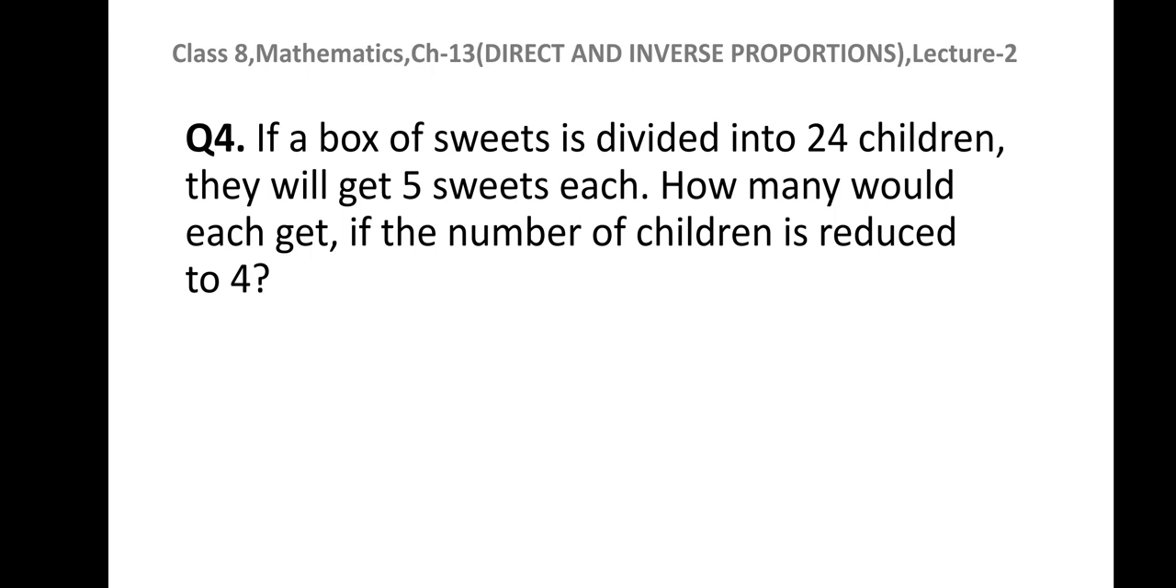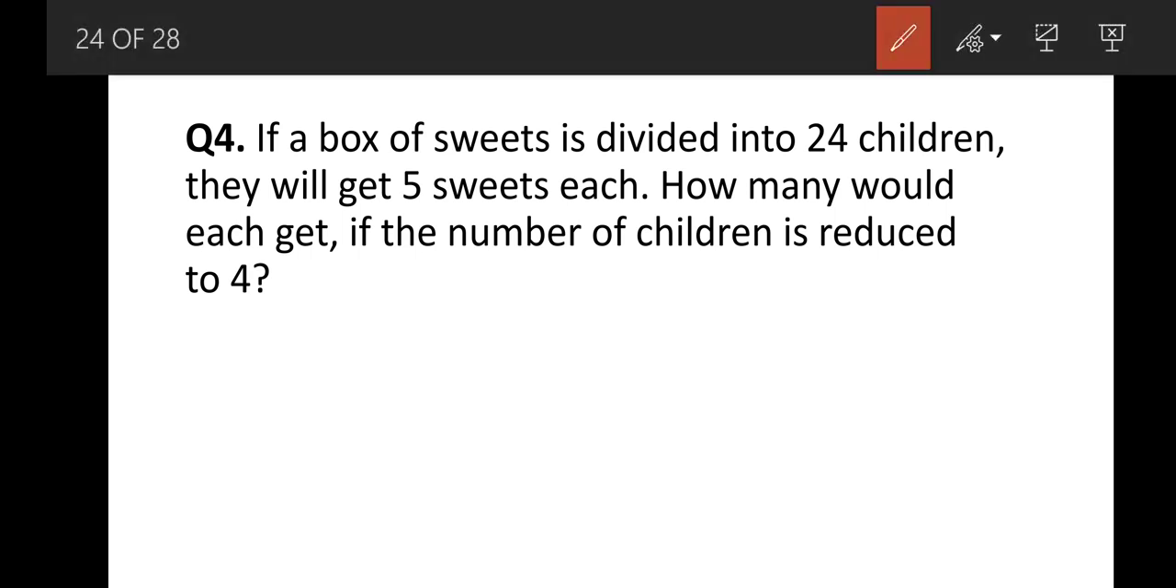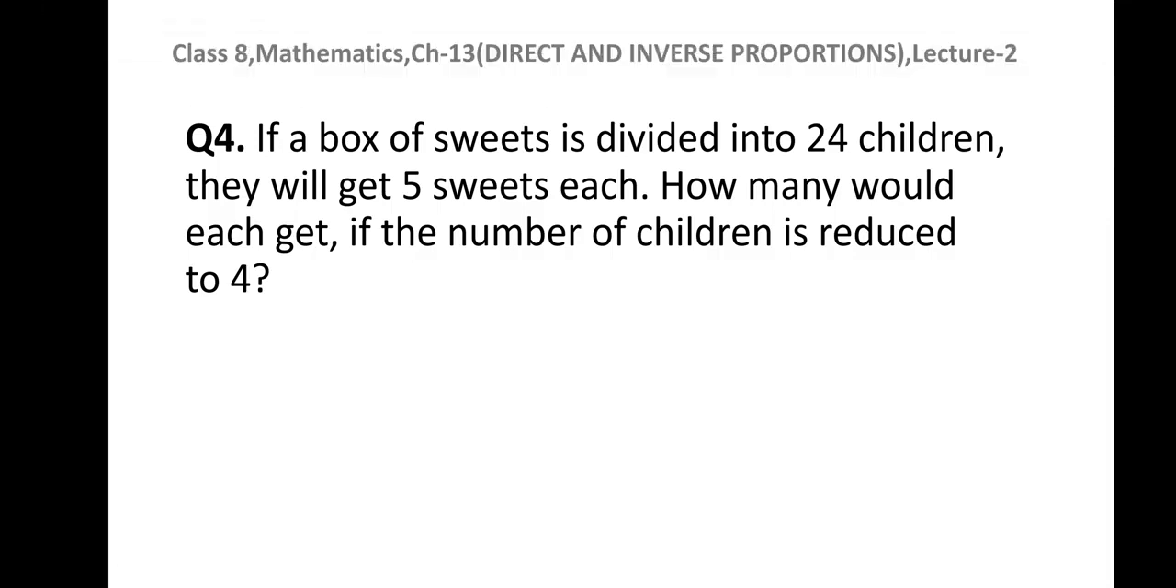Now talking about question number 4. If a box of sweets is divided among 24 children, they will get 5 sweets each. How many would each get if the number of children is reduced to 4? Now, as I told you earlier also, it is always better to make a table in case of direct and inverse proportion. Take any of the variables or quantities as the x variable and the other quantity as the y variable. I will be making a table, then it will be more clear to you.